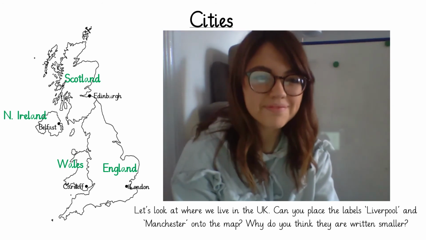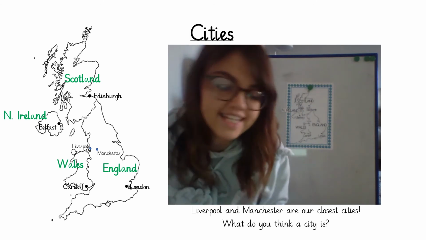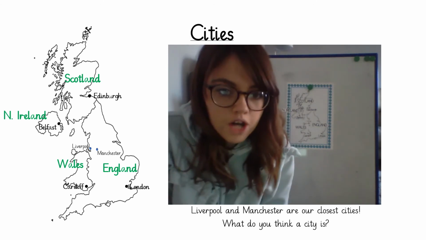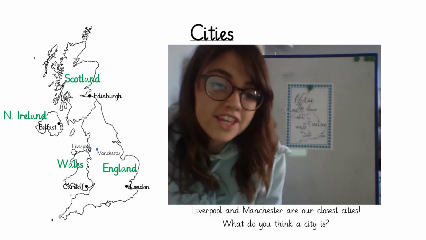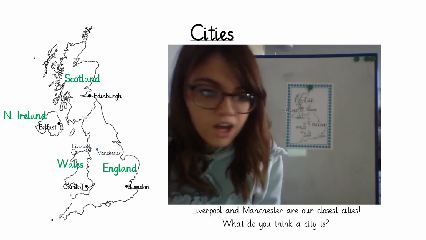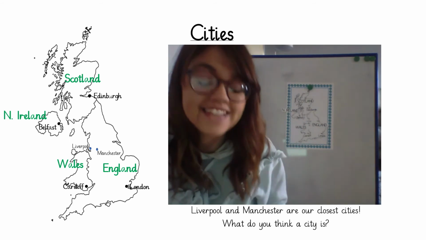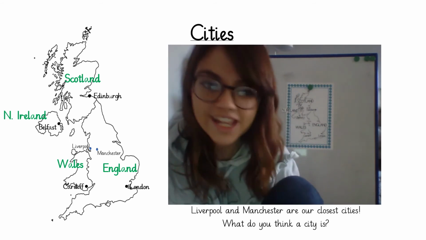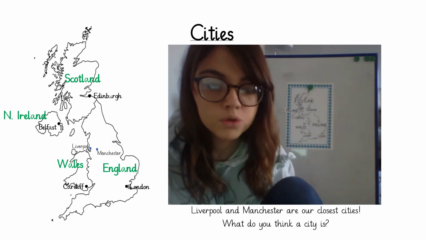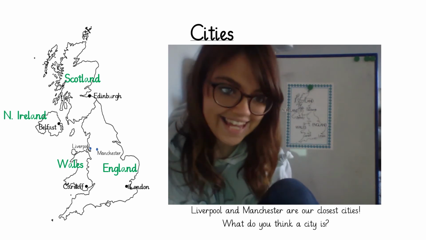Take a little look at how Liverpool and Manchester, our cities, are written on our map. What do you notice about them? They're a lot smaller than the other cities, aren't they? And that's because they're not capital cities. They're just a standard city. So that's why they have a different size, and they're not written in bold either. Have a little chat now with your grown-up about what you think a city is.